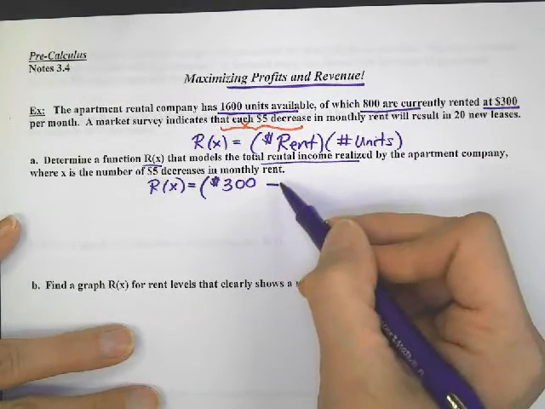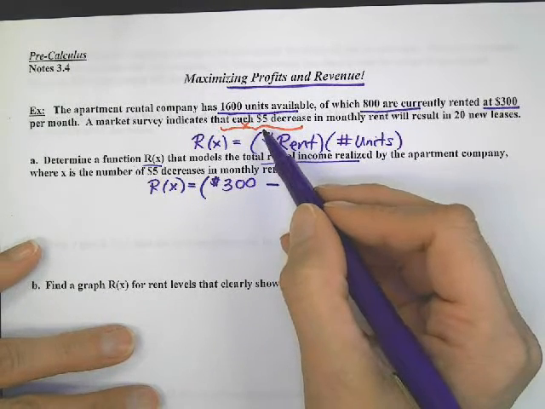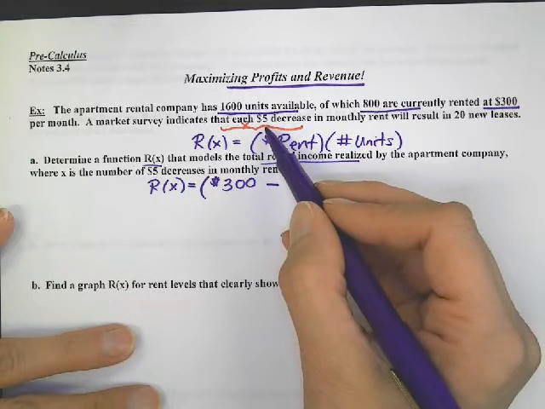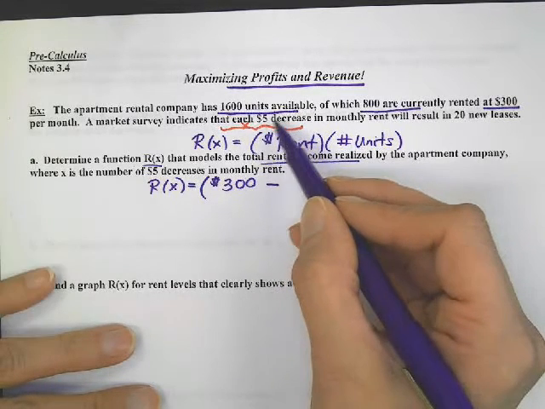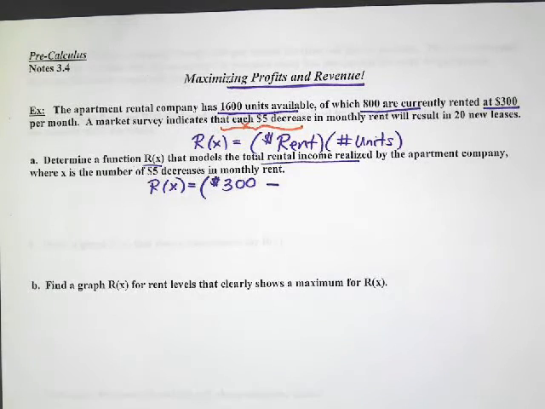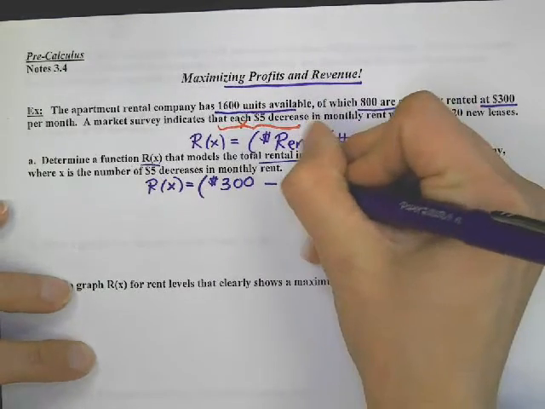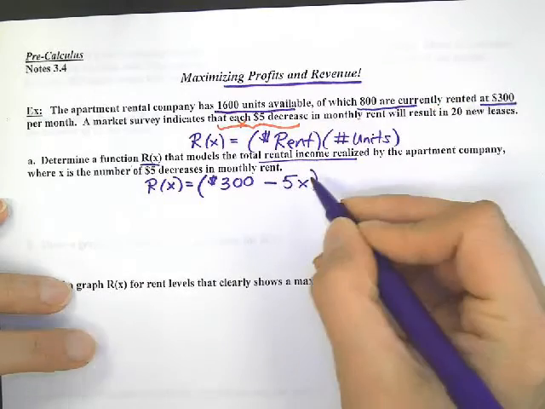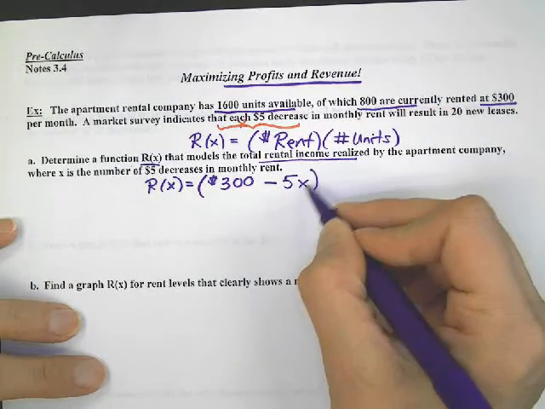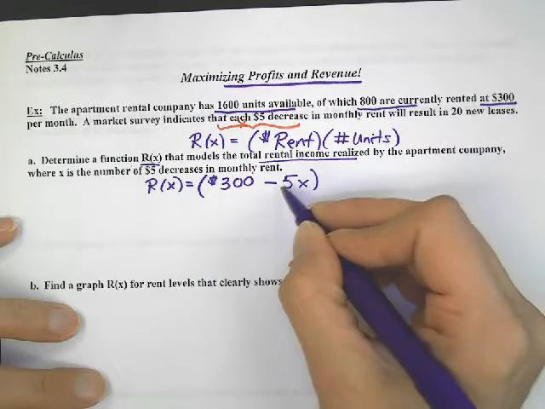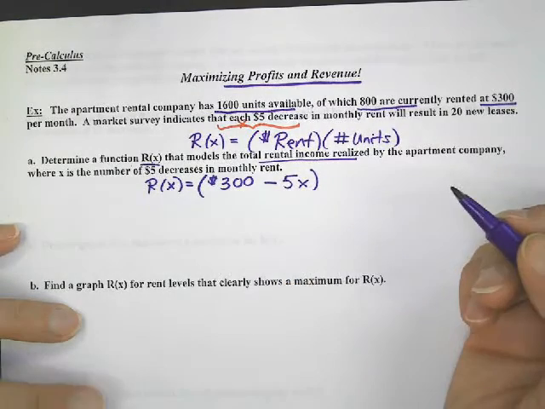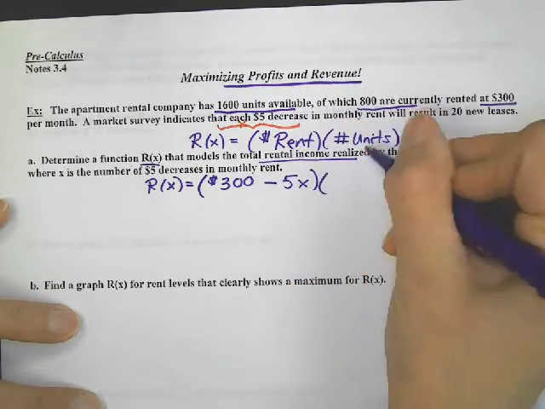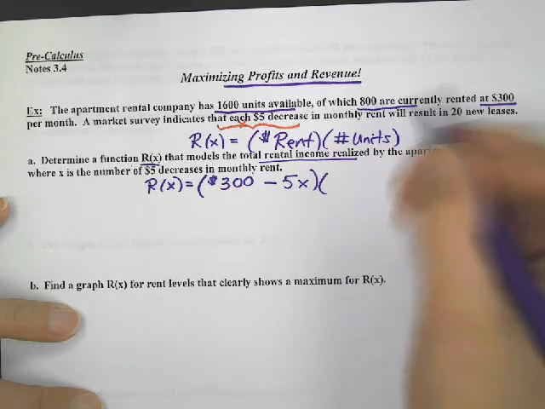Are they just going to decrease it $5? No. They're going to decrease it once, say $5. Decrease it again, say $5 more. So that means they're going to decrease it $5 for every X. If they decrease once, minus 5. If they decide 2 decreases is going to take care of the job, then that will be 2 decreases, minus $10.